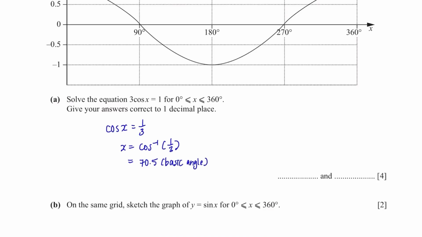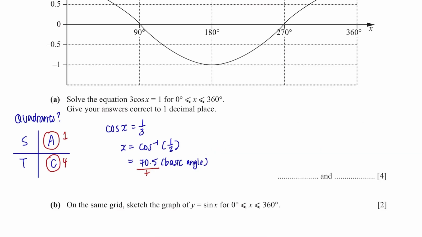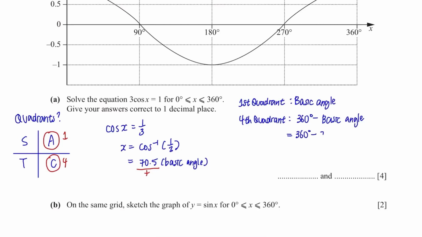To find x, we need to see which quadrants x can be in. The value of cosine is positive, and cosine is positive in the first and fourth quadrants. If it's in the first quadrant, it's the same as the basic angle, and if it's in the fourth quadrant, it's 360 minus the basic angle, which is 289.5. The final answers are 70.5 and 289.5.